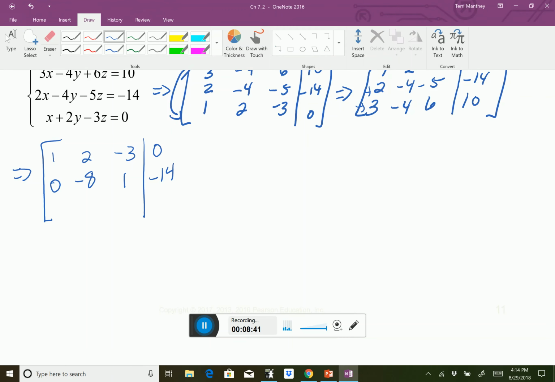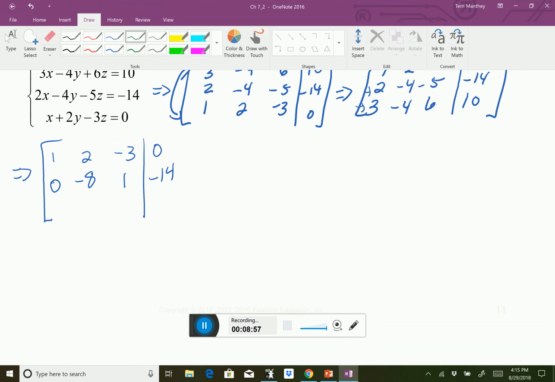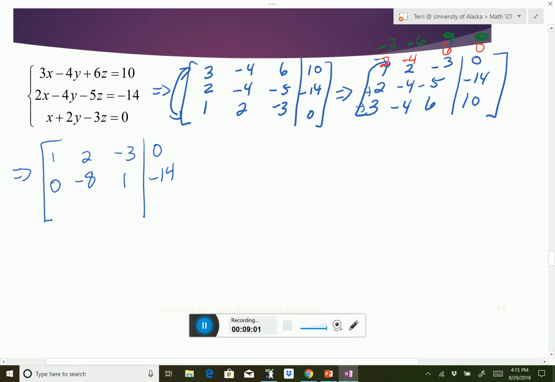So we want to multiply everything by -3. -3, 2 times -3 is -6. -3 times -3 is +9. And this one is still 0. So let's do those. -3 plus 3 is 0. -6 minus 4 is -10. 9 plus 6 is 15. 0 plus 10 is 10.